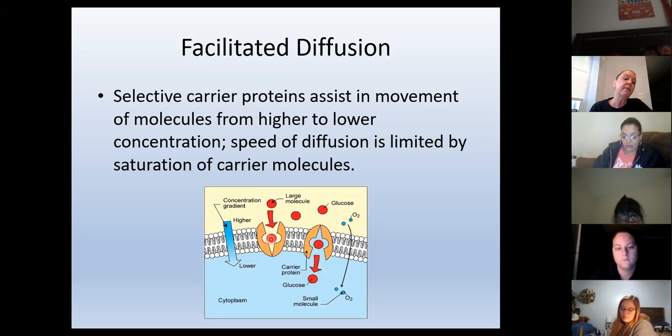So I need to have something that was going to help, but diffusion, meaning I'm still going with the concentration gradient. Is everybody okay so far?